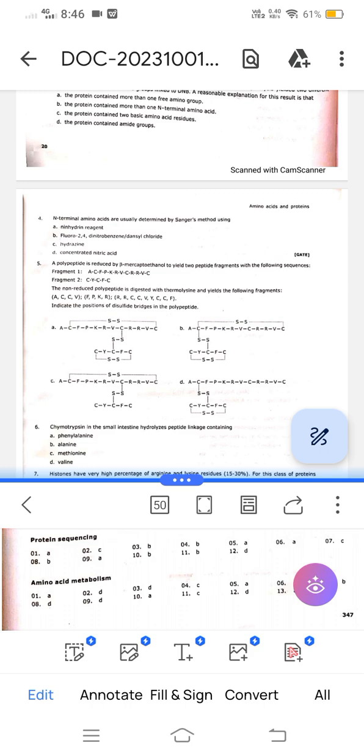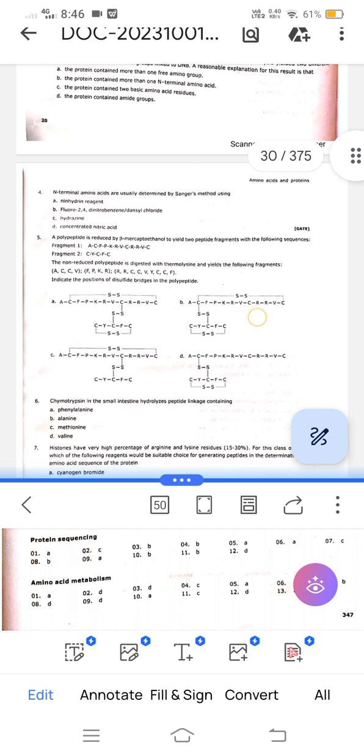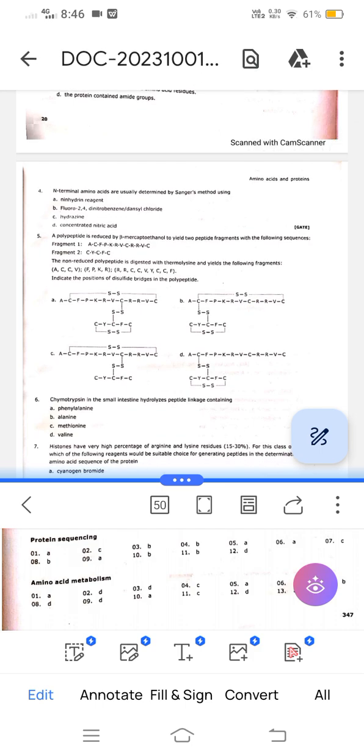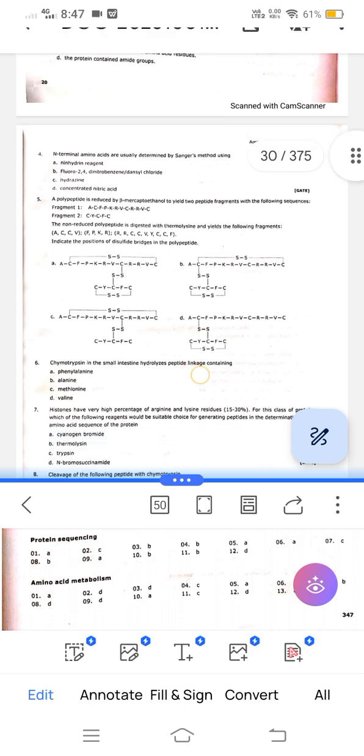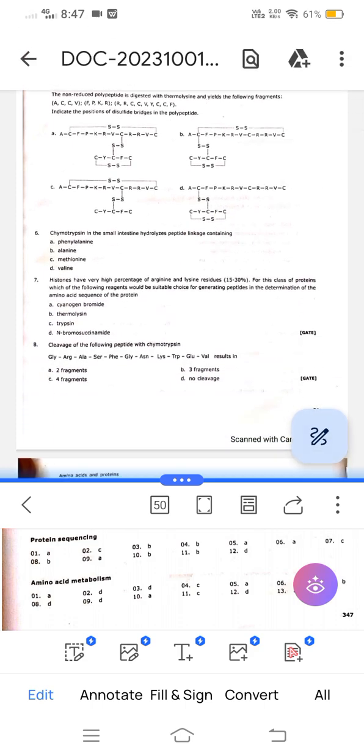B means fluoro-2,4-dinitrobenzene. Dansyl chloride. Then a polypeptide reduced has yielded two peptide fragments in the following sequence. Indicate the positions of disulfide bridges in the polypeptide. 5. 5A is the correct answer. Then chymotrypsin in the small intestine hydrolyzes peptide linkage containing phenylalanine.